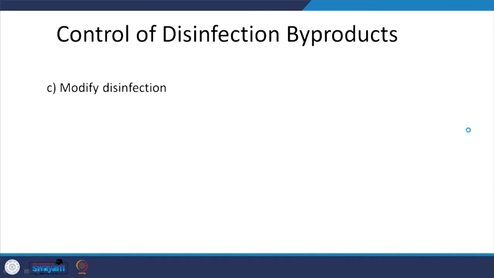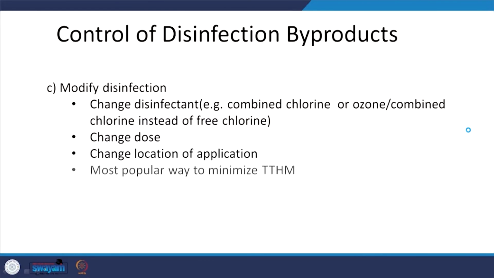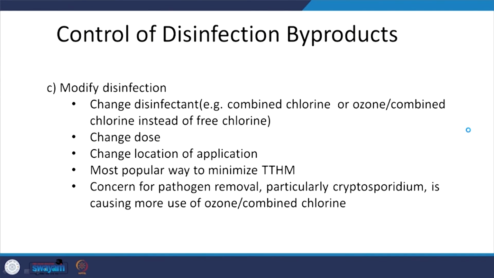So you can modify the type of disinfection, change the dose, but not a great idea. Change the location of application, yes. And concern for pathogen removal, particularly cryptosporidium, is causing more use of ozone or combined chlorine. But typically ozone, as I mentioned, for cryptosporidium protozoa in the Indian context, right? So with that, I'm done with disinfection, and we are done with the traditional water treatment plant when trying to treat surface waters.